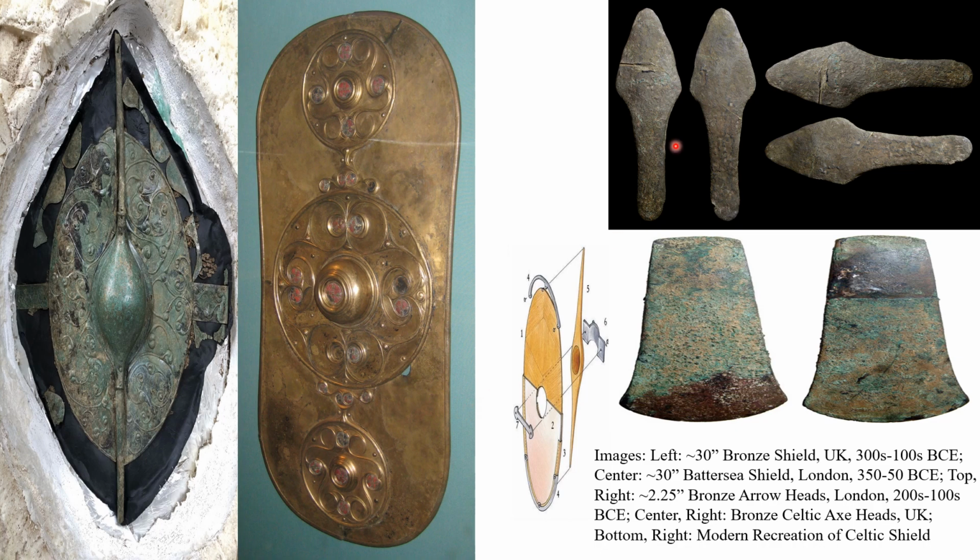Here are some bronze arrowheads that were made by, presumably by Celtic people. The Celts used not only melee weapons like swords, but ranged weapons as well. And here are some axe heads. Axes were very popular weapons for the Celts.